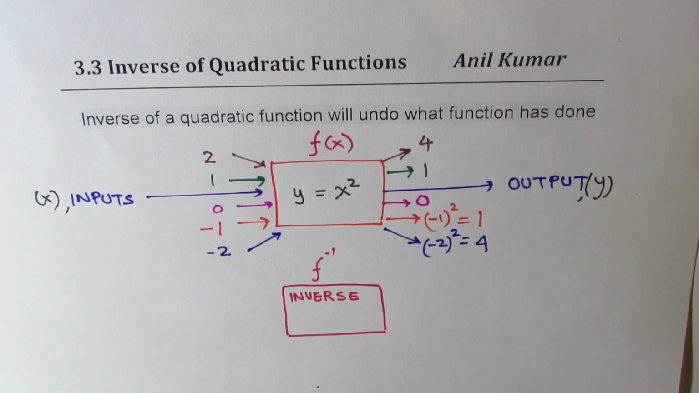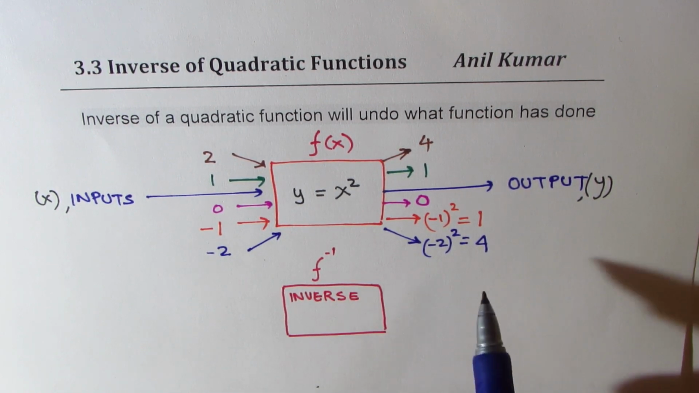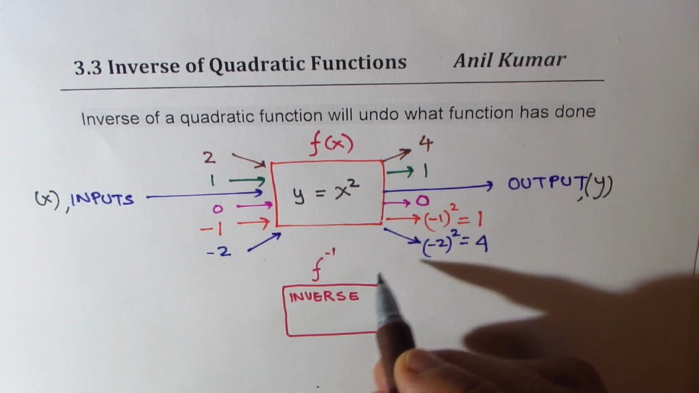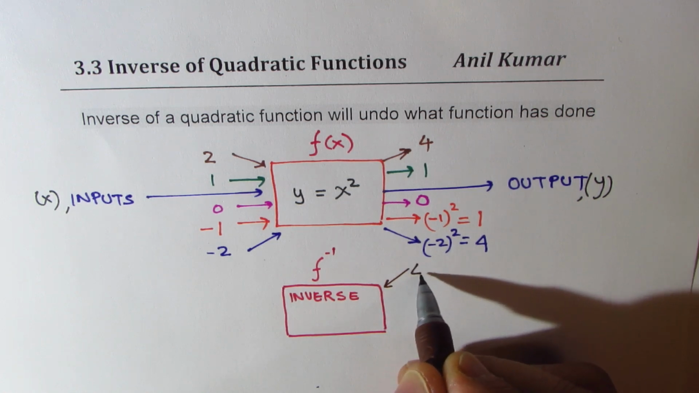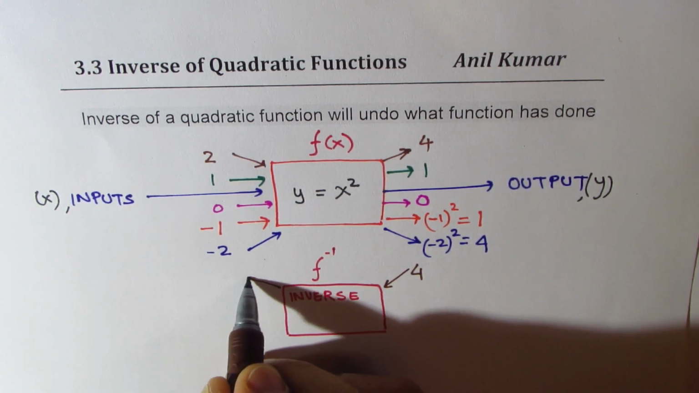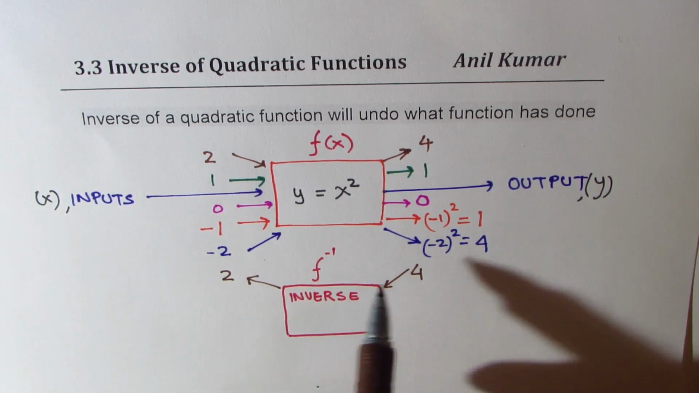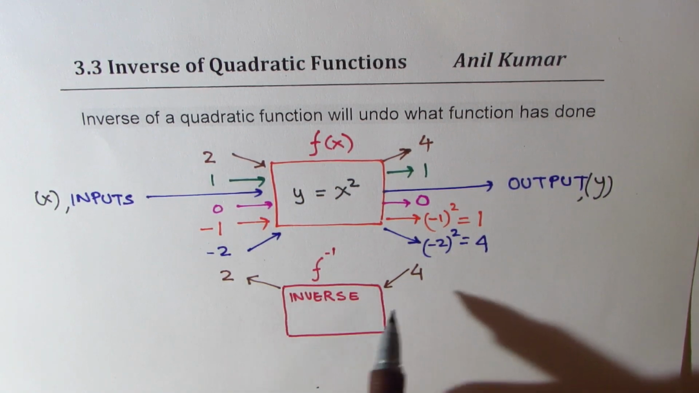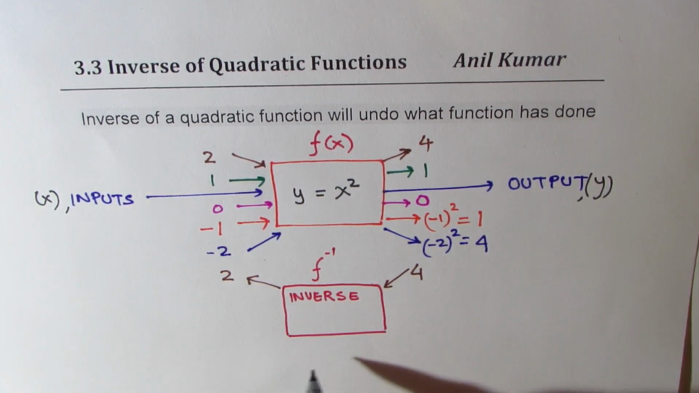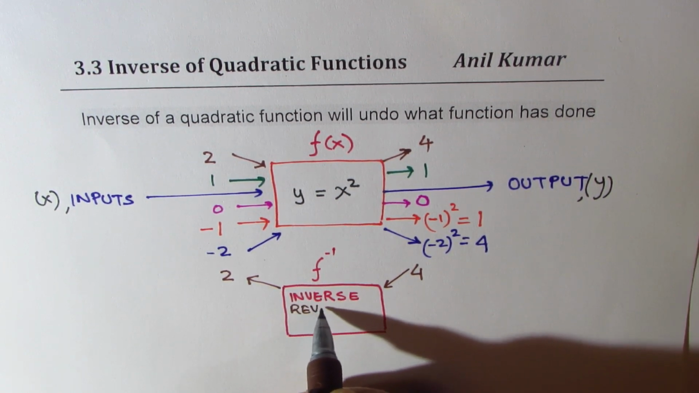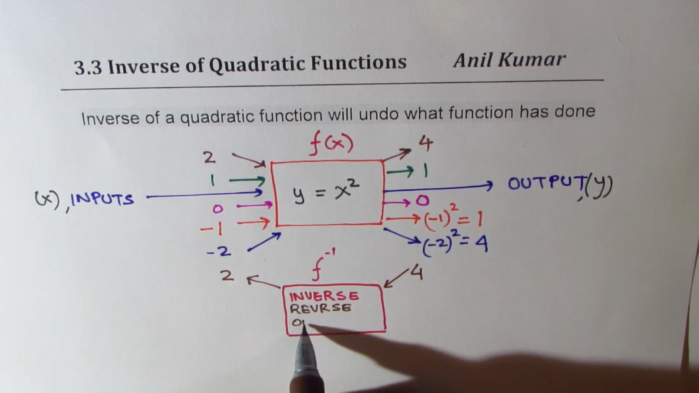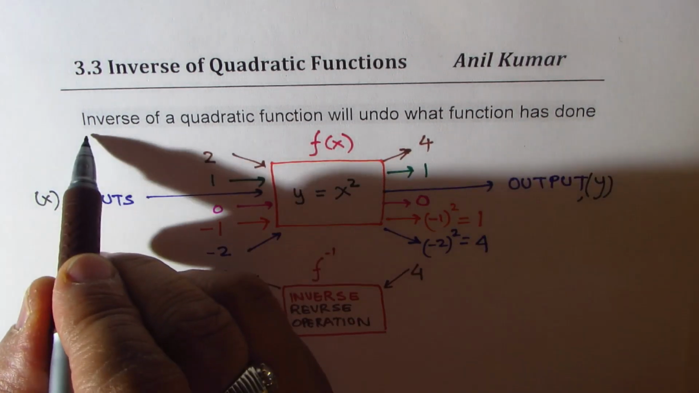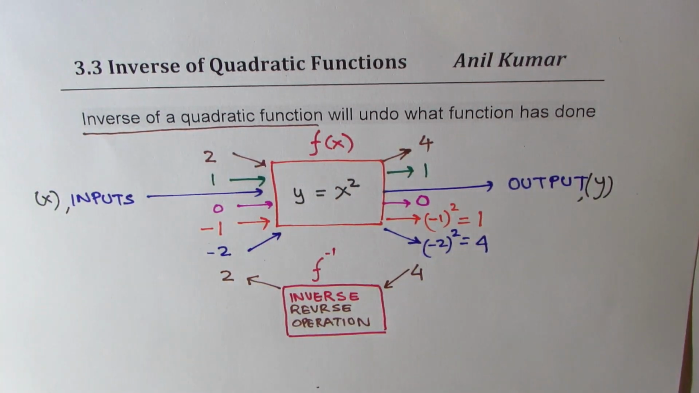Now what we want here is to feed in the numbers which we got, and get what we had fed in. So we want to feed in 4, and what we expect is the number we entered. For 4, we really entered 2. That is what we expect from this reverse operation. That is what an inverse function is, and that is what the inverse of a quadratic function is.